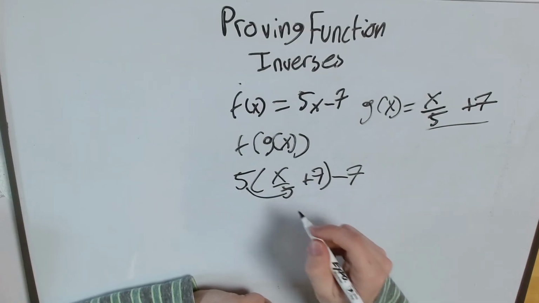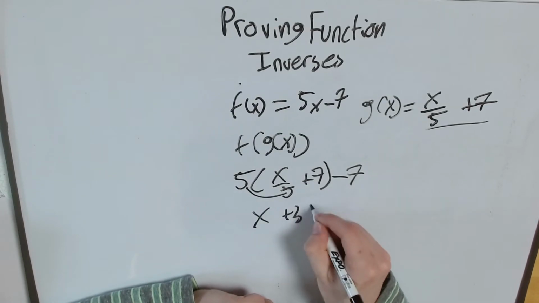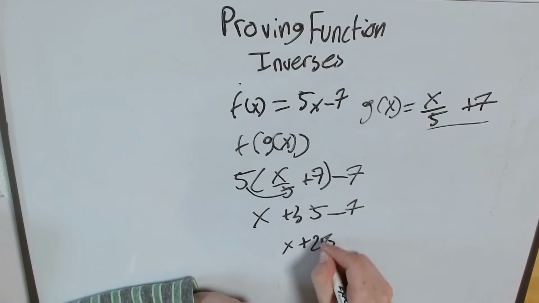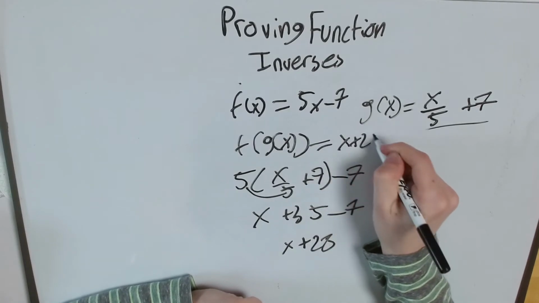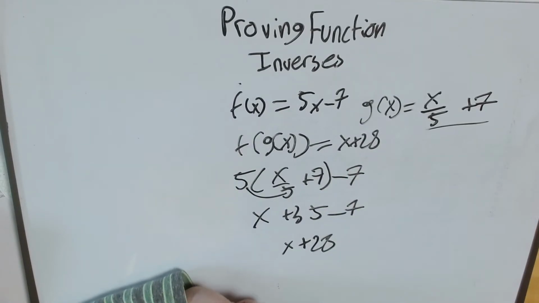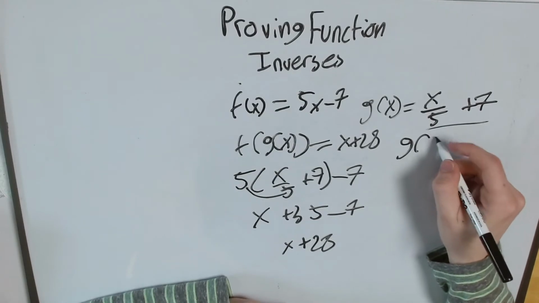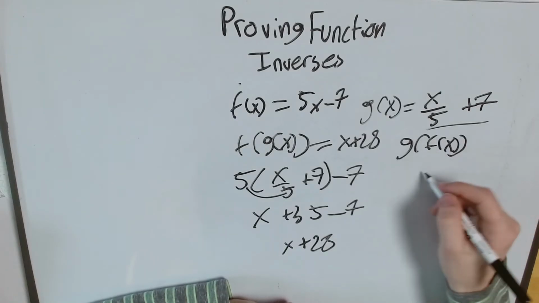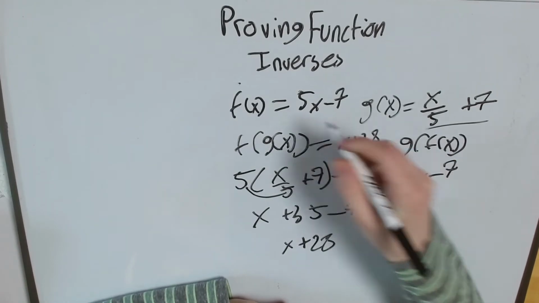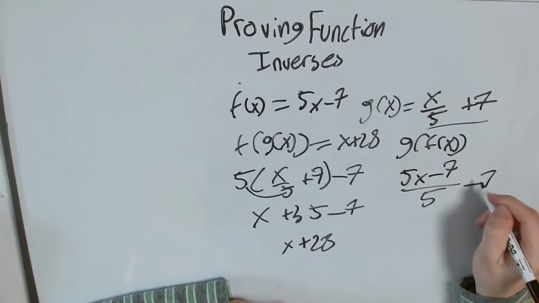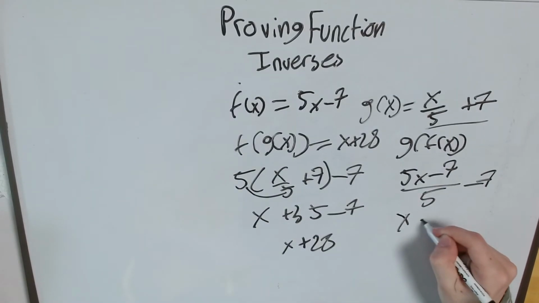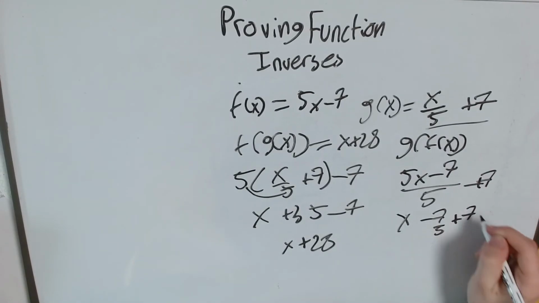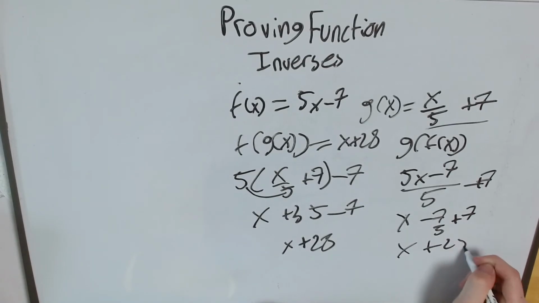Let's figure out that 5. This becomes x. This becomes 35. 35 minus 7 is x plus 28. So this equals x plus 28, not x. Not a good sign. And of course, if we try to do g of f of x, you might imagine what we're getting now. That's 5x minus 7, because that's f of x, over 5 minus 7. That's the same thing as x minus 7/5 plus 7, which is the same thing as x plus 28/5.